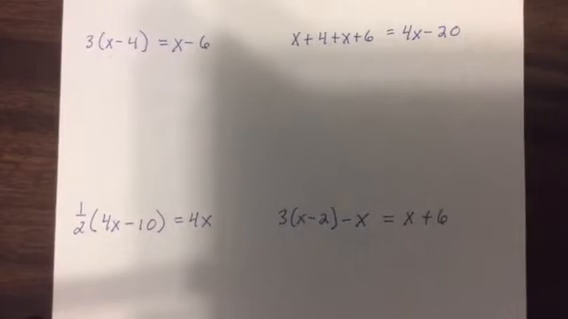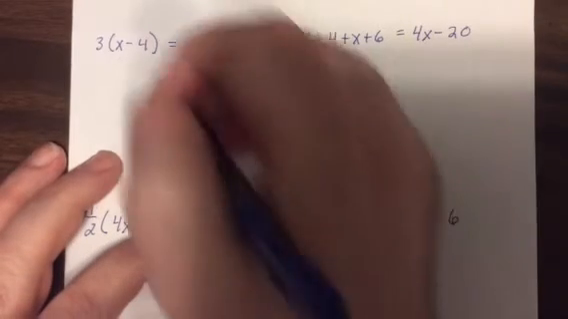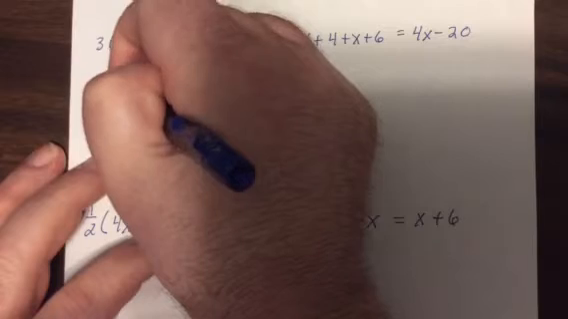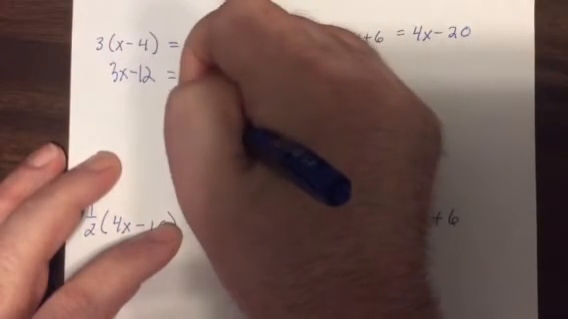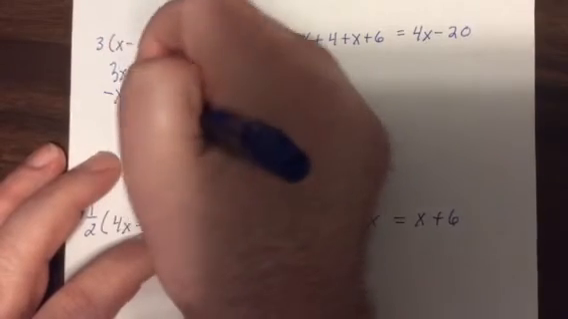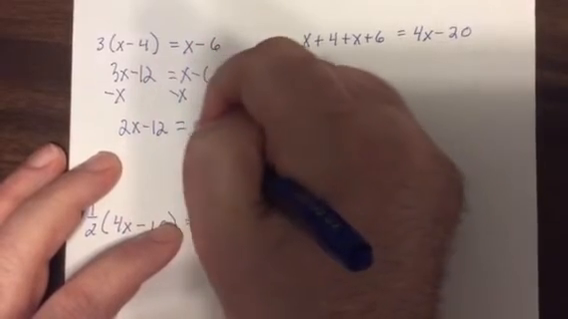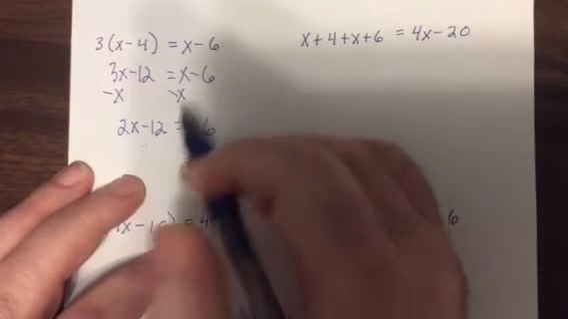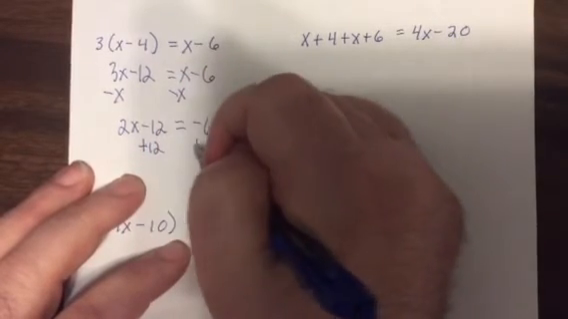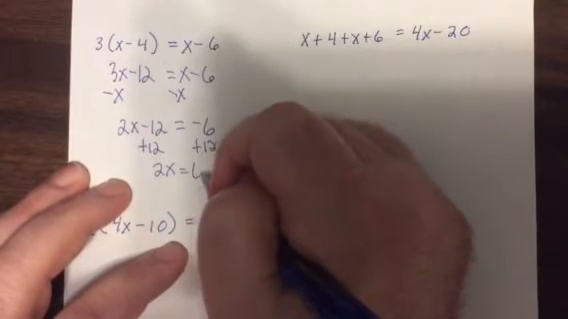Here's 4 problems. Go ahead and do them, and then I will do them. Okay, well, welcome back. I'm going to distribute the 3. That's 3x minus 12 equal x minus 6. I'm going to get rid of the x, get all the variables to the left. So that'd be 2x minus 12 equals negative 6. Now I'm going to add 12 to both sides. So that would be plus 12. So that'd be 2x equals 6.